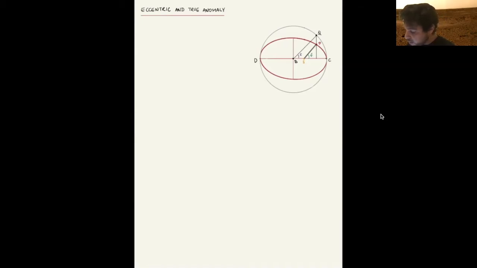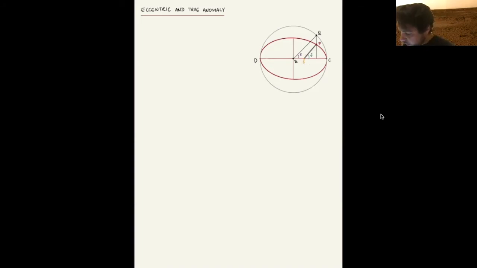The true anomaly is the angle connecting the sun to the planet through the line of apsides. That's this angle here, C, S, and P. Now I flipped the orbit here so that these angles are in the first quadrant, so it's easy to see the geometrical relations that we're going to work out.